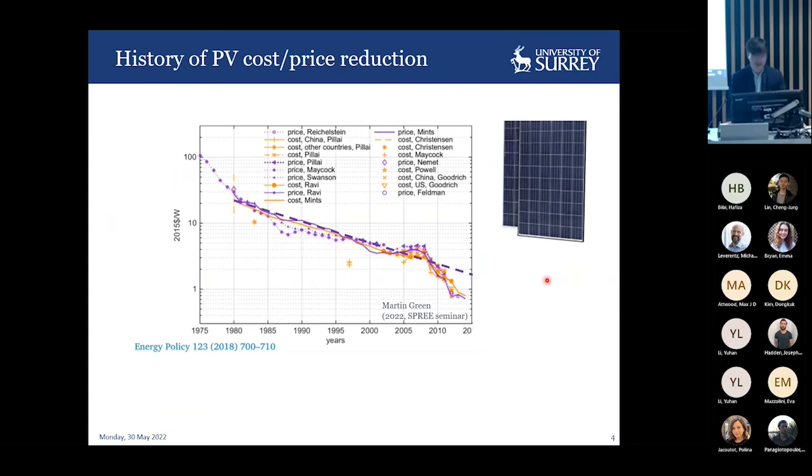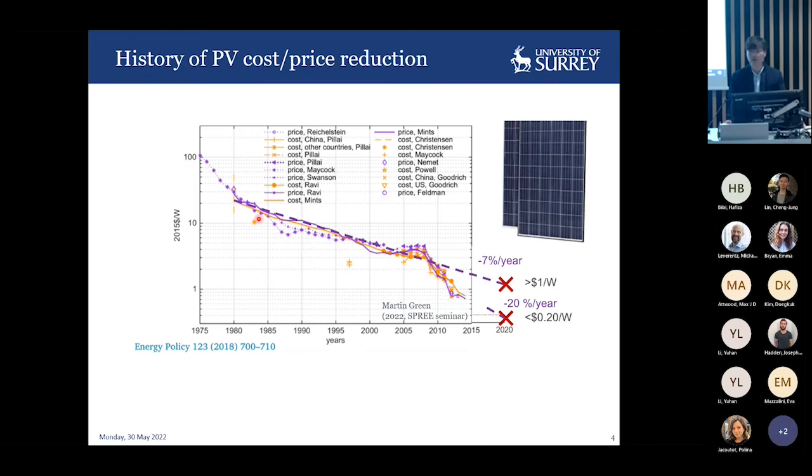If you take a look at this history of photovoltaic cost and price reduction, there has been a very dramatic cost reduction in the past few decades. This is showing the cost and prices of PV modules reported from different literatures, and you can see that there has been about a 7% per year reduction from 1975 to 2015.